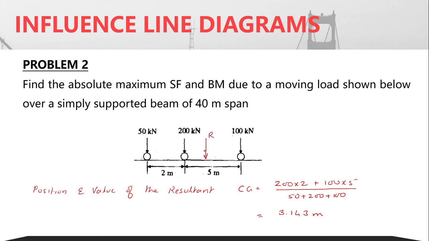That means the corresponding resultant of all these loads, I can consider all these loads as one single load. The resultant of all these loads can be considered as a single R acting at a distance of 3.143 meters from the left end. So from the right end it will be equal to 3.857 meters. Okay, so this we will have to first find.